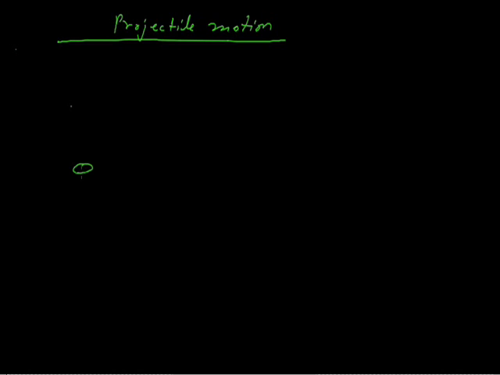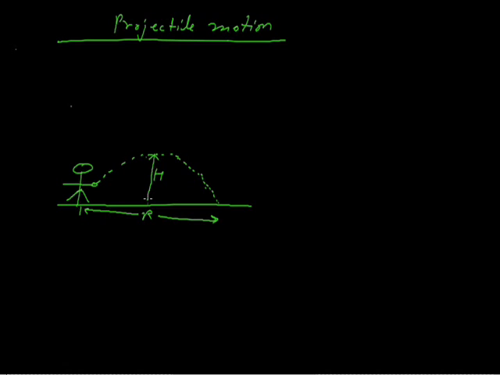A boy is standing on the ground and he threw a ball with some velocity, and it will go some height from the ground, up to some height h from the ground level. Then this motion is known as projectile motion.